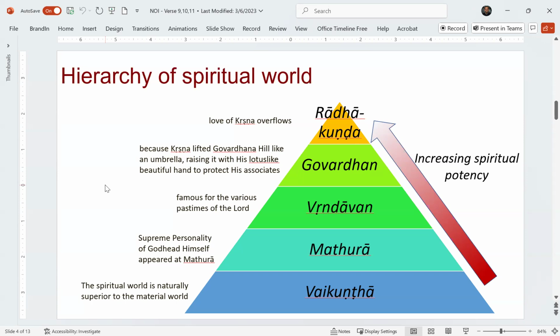Got it, Prabhuji. Thank you so much. Okay. It made sense this time, Prabhu. I think last time I was not able to explain it properly.